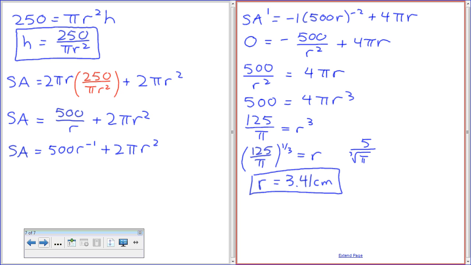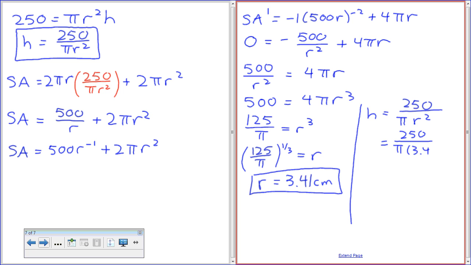Do you want the height? Did they ask for the height? What dimensions? I guess they did. Okay, to finish up then, my height was equal to 250 over pi r squared, which is 250 over pi times 3.41 squared. I got 6.28. Oh, 6.82, sorry, whoops.